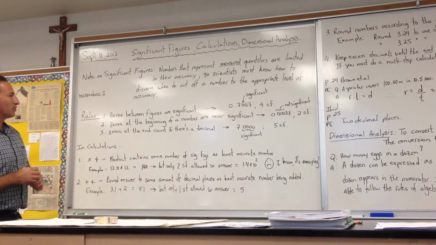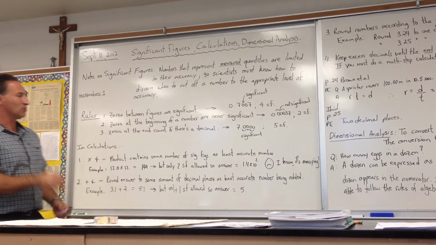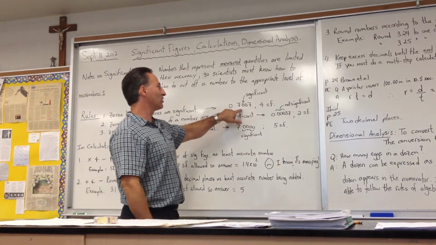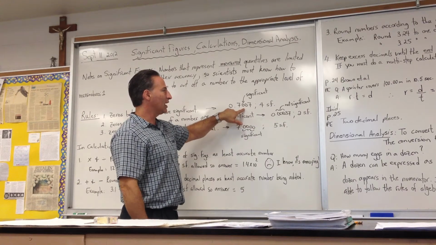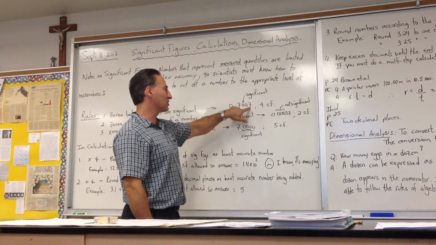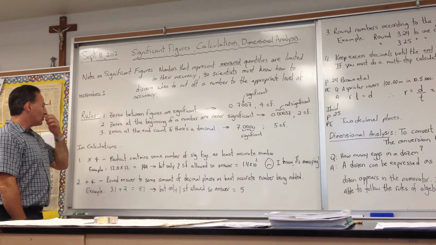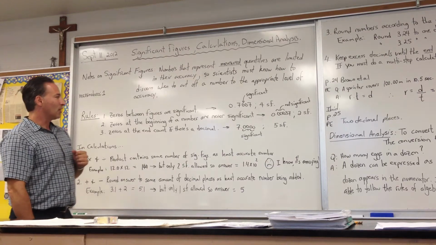There are three rules that we follow. The first is that zeros between figures are significant. So if you have a number like 0.7007, these two zeros count when you count the number of significant figures. And there are four significant figures in this number.